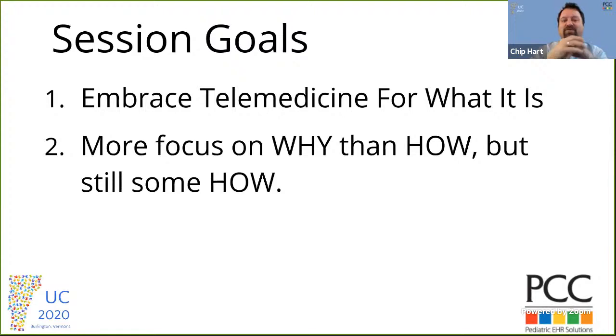Anyway, let's cover really quickly what our goals are today. First of all, we are going to embrace telemedicine for what it is. I've got a tremendous amount of friction implementing telemedicine in some corners of PCC, and we want to embrace it for what it is. It is really good at some things, and there's some things it's not great at, but we're going to discuss that a little bit.